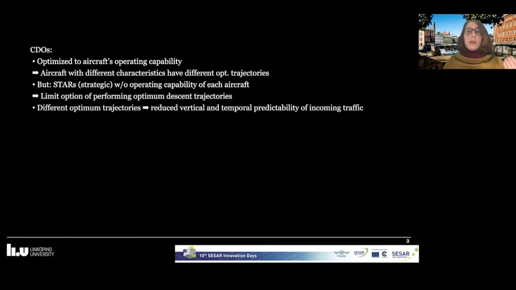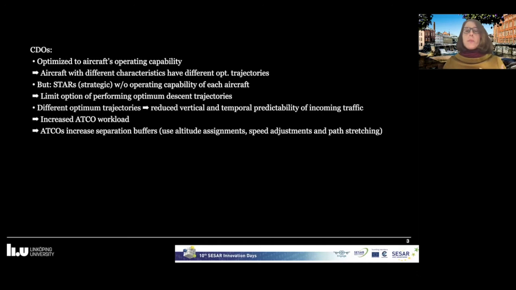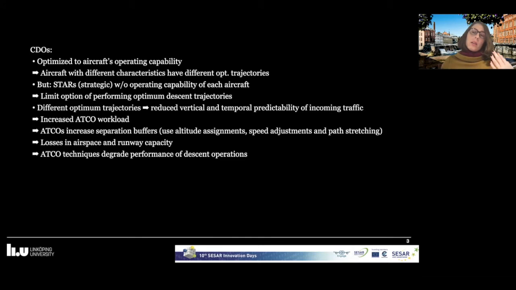which directly increases the controller workload, and that means the controller will react by increasing separation buffers, for example, by using altitude assignments, speed adjustments, path stretching. And all of these will result in losses in airspace and runway capacity, which we, of course, do not want in highly congested TMAs. Also, the techniques the controller applies degrade the performance of the descent operation, so we lose several of those nice environmental benefits that CDO entail.